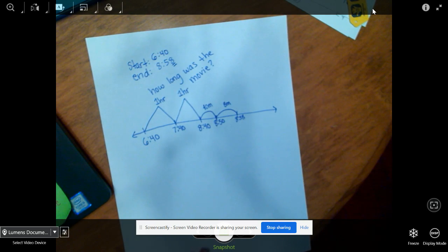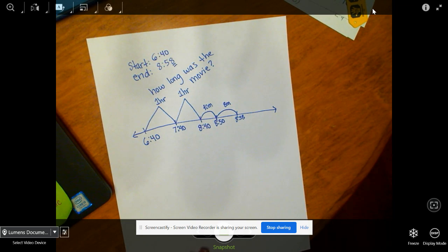I'm going to try to focus the camera a little bit. That's how I know that I'm done with my number line.